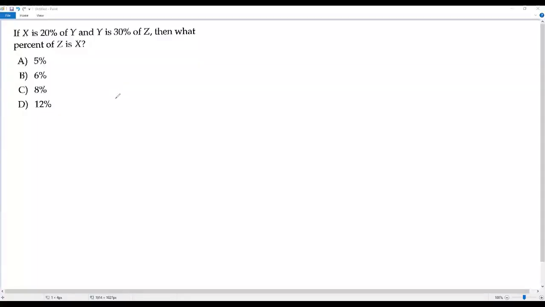Hi, here we have a SAT math question. Okay, let's go over the question. If x is 20% of y and y is 30% of z, then what percentage of z is x?